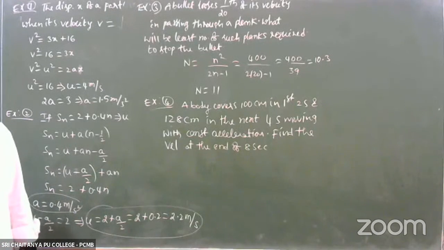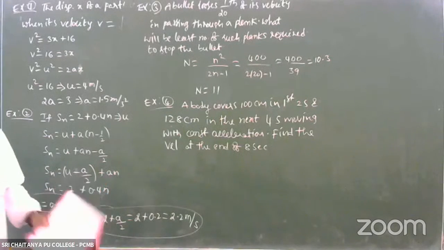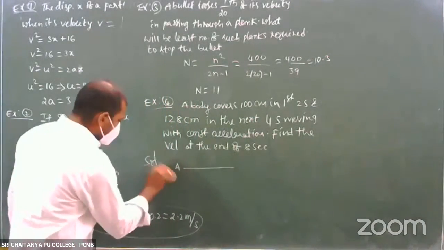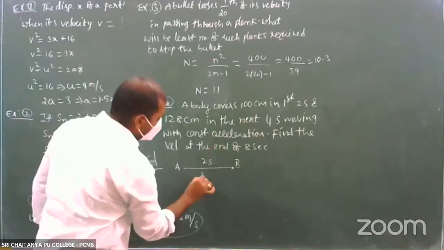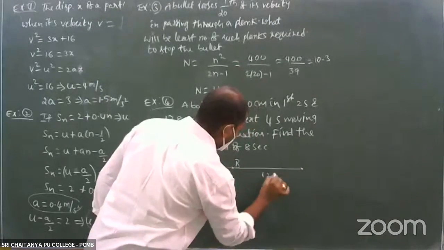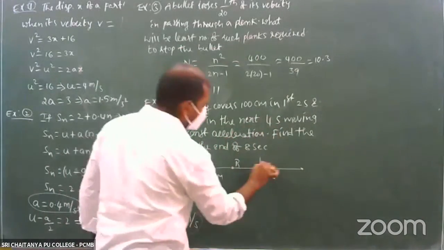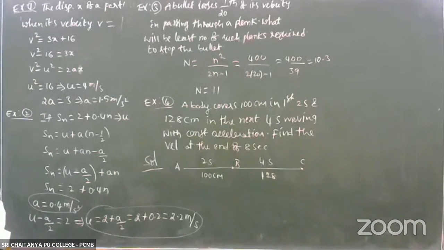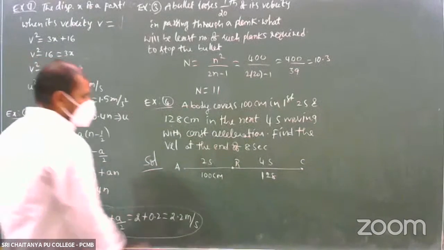A body covers 100 centimeters in the first 2 seconds and 128 centimeters in the next 4 seconds. Assume A to B: the time taken is 2 seconds and the distance is 100 centimeters. Next, B to C: 128 centimeters in the next 4 seconds. A to B is 2 seconds, B to C is 4 seconds. Now we have to find the velocity at the end of 8 seconds. First I am taking A to B.